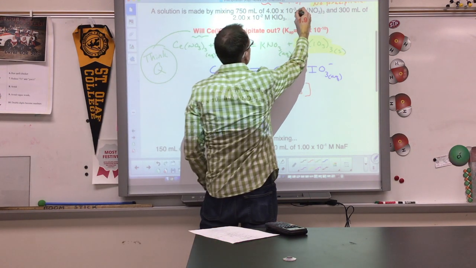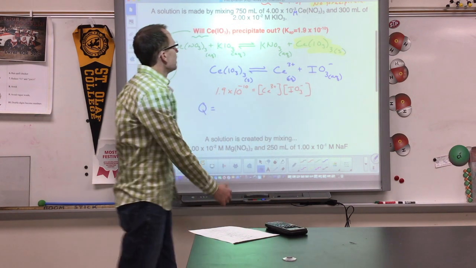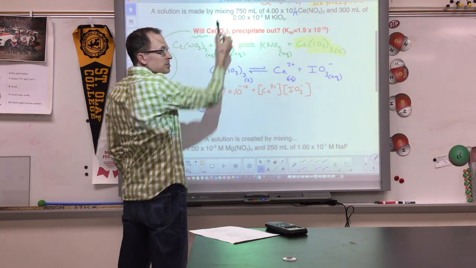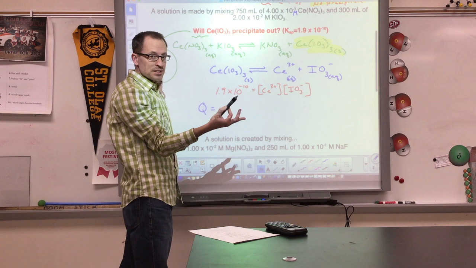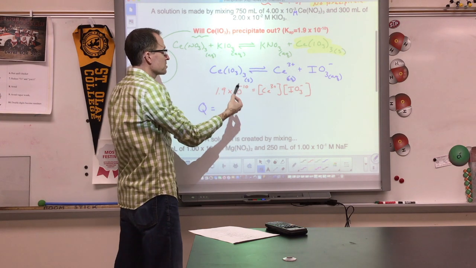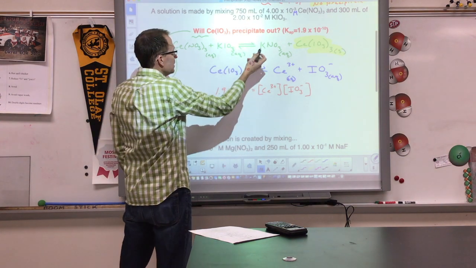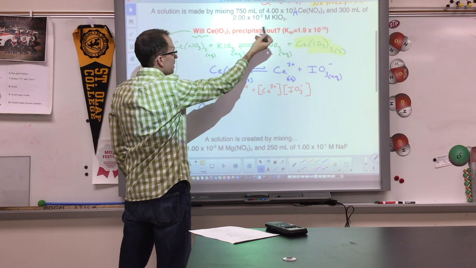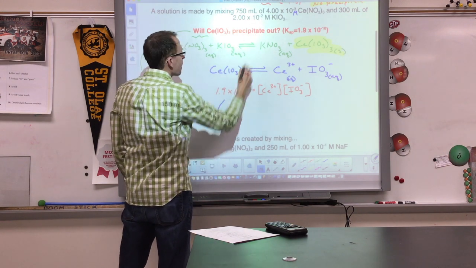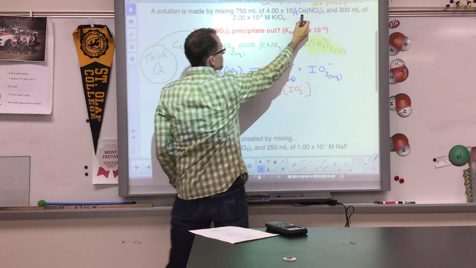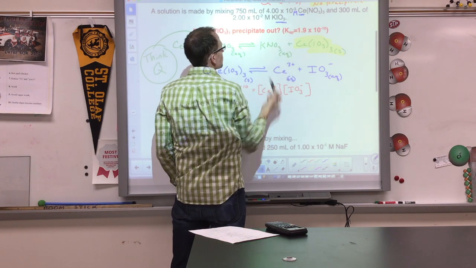And that is a typo. That should be an M right there. And I have volume, and I'm mixing these together. Okay, so what are the new concentrations of each? So what I'm going to have to do is take my volume. I'm going to do it of the Ce, so this results in my Ce, and this is of the IO3.